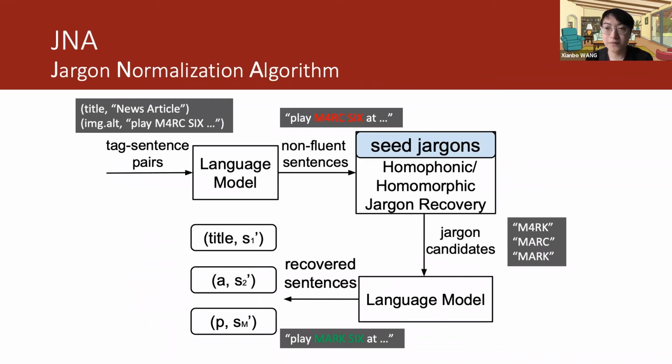First, we feed sentences into a language model to detect non-fluent sentences. Then we generate candidate replacements for strange terms inside the sentence. After that, the replaced sentence goes through the language model again for a fluency test. If it becomes fluent, that means we have found the correct recovery of the jargon.